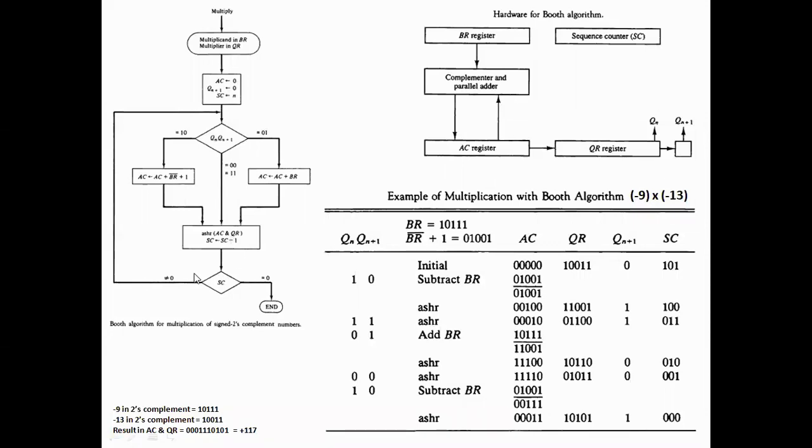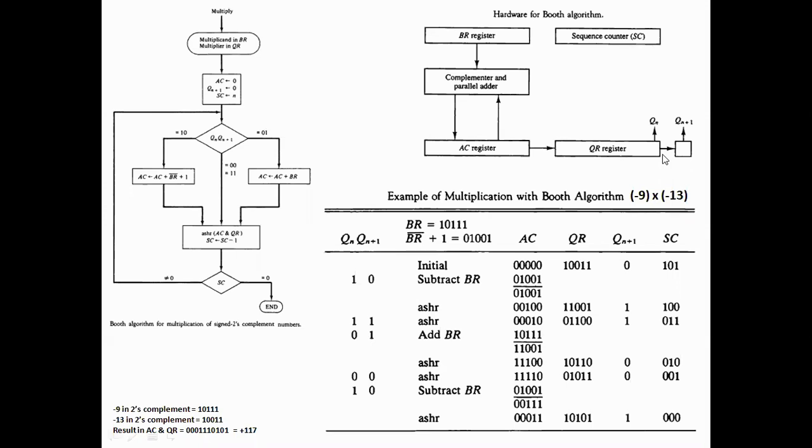And this process of iterating will continue to the point when SC will become 0. Once it becomes 0, you have to end, and at that time you will get the answer, and the answer will be stored from here to here. So the answer will be in AC and QR.